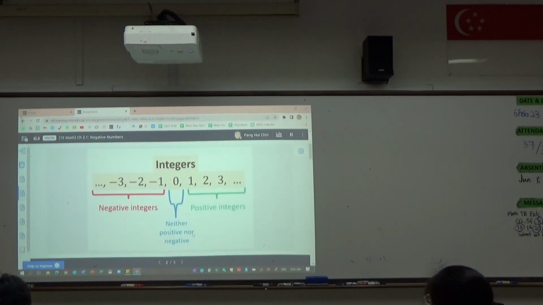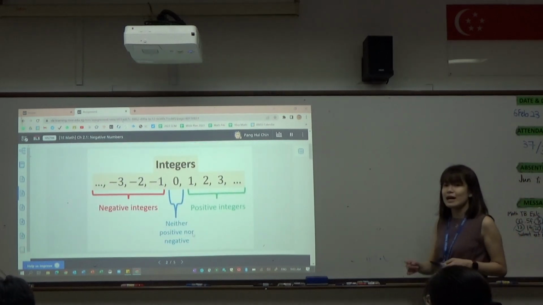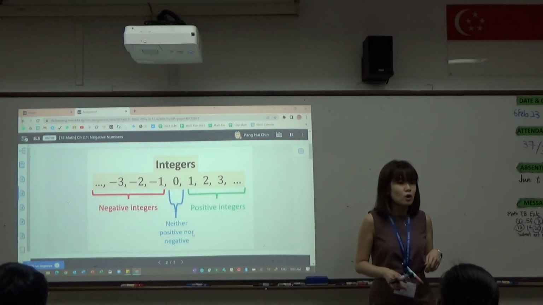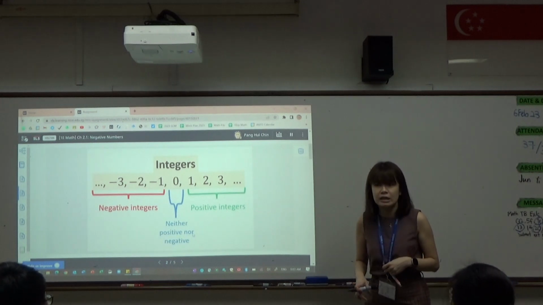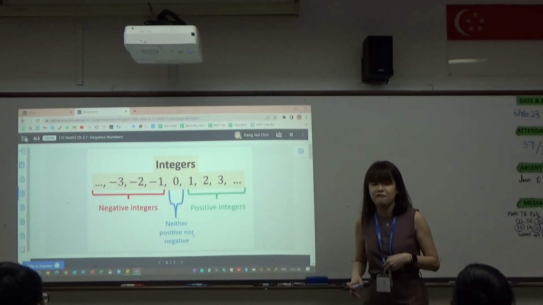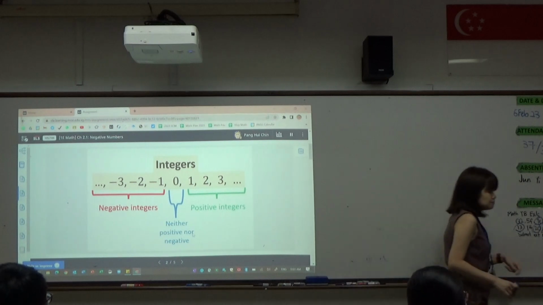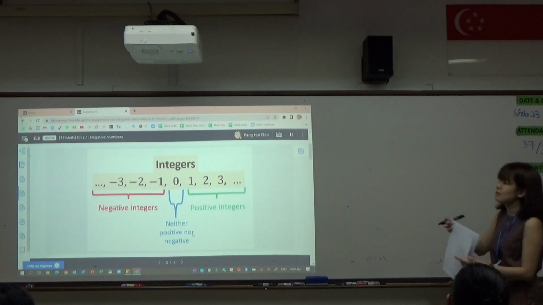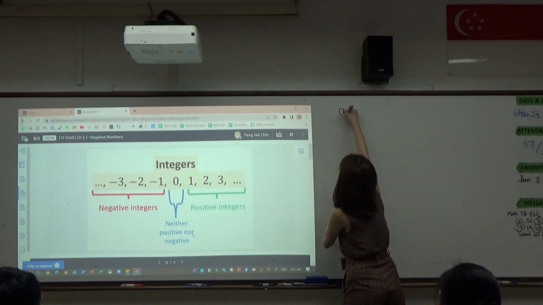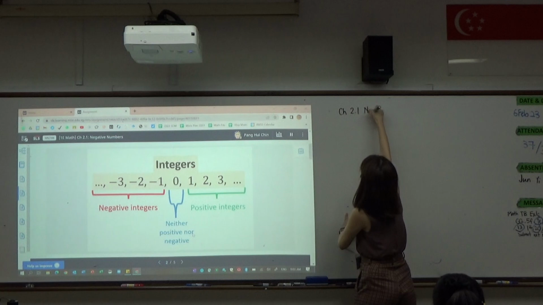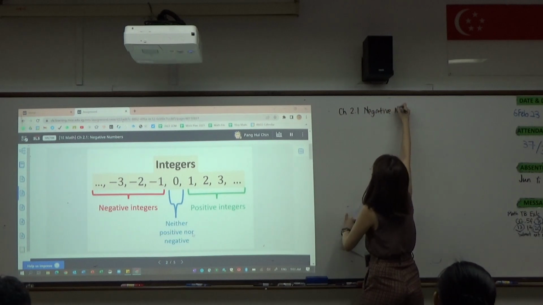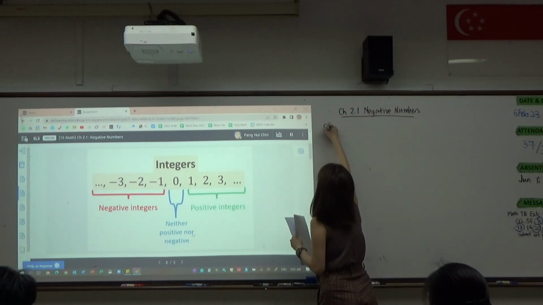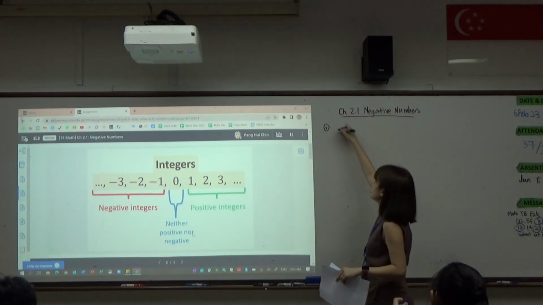So this diagram is very important for us to understand how to break down our integers. I hope that you did take notes in your notebook during the home-based learning. Otherwise you don't have anything to refer to when you study. I will just write down very brief notes to summarize our chapter 2.1. So the first thing is integers.